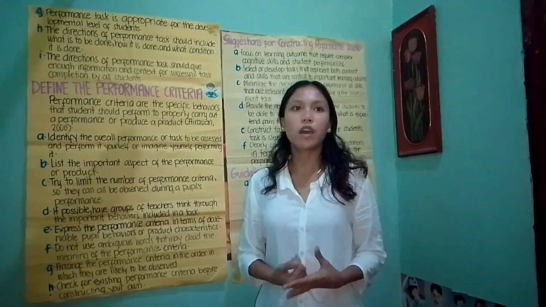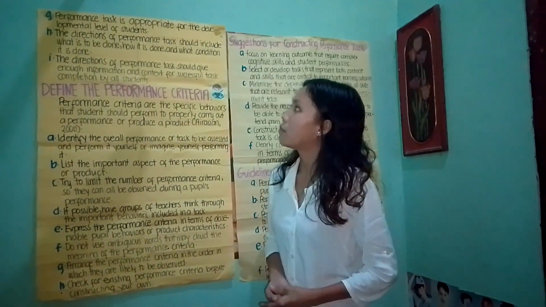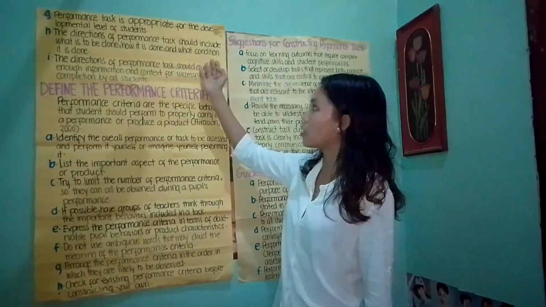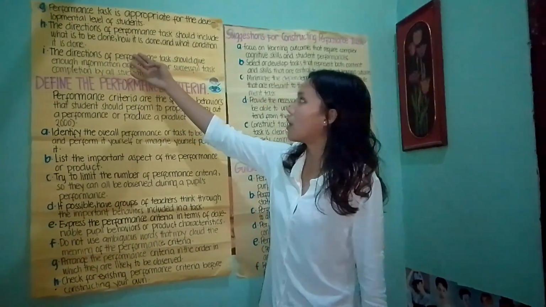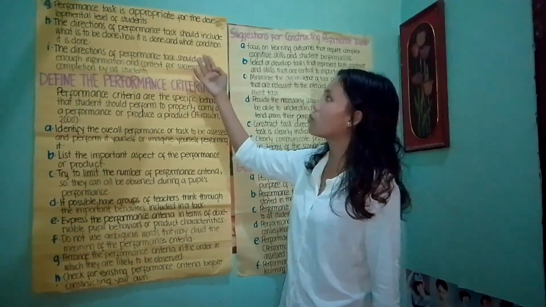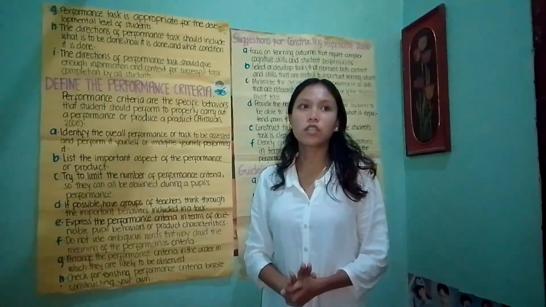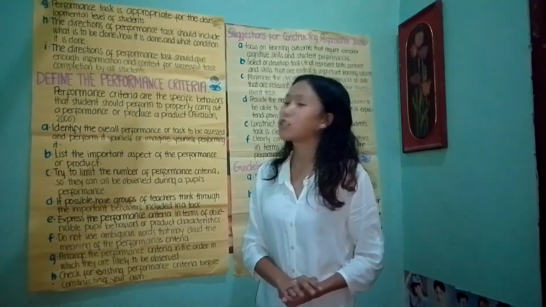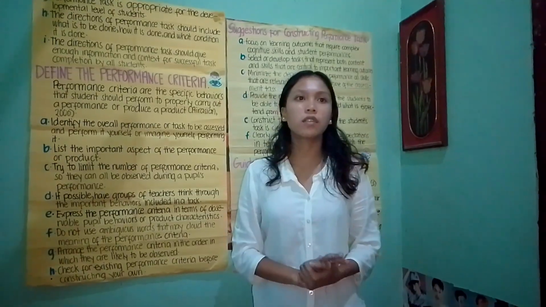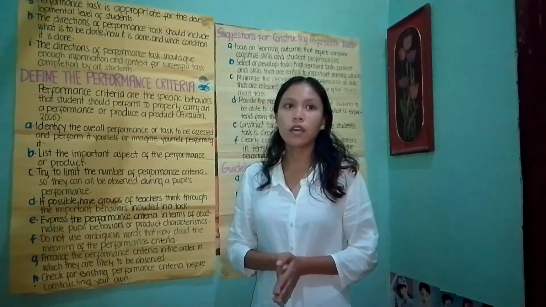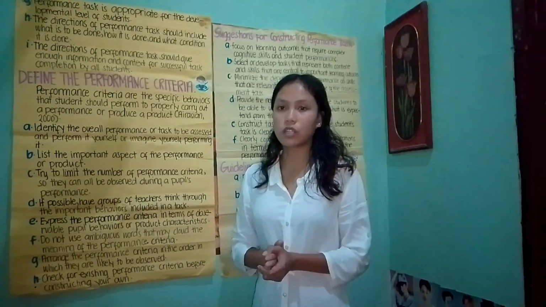Based on their age and grade level. And letter H is direction of performance task should include what is to be done, how it is done, and what condition it is done. So the instruction should be clear and concise, explaining what students need to do, how to do it, and any specific conditions.